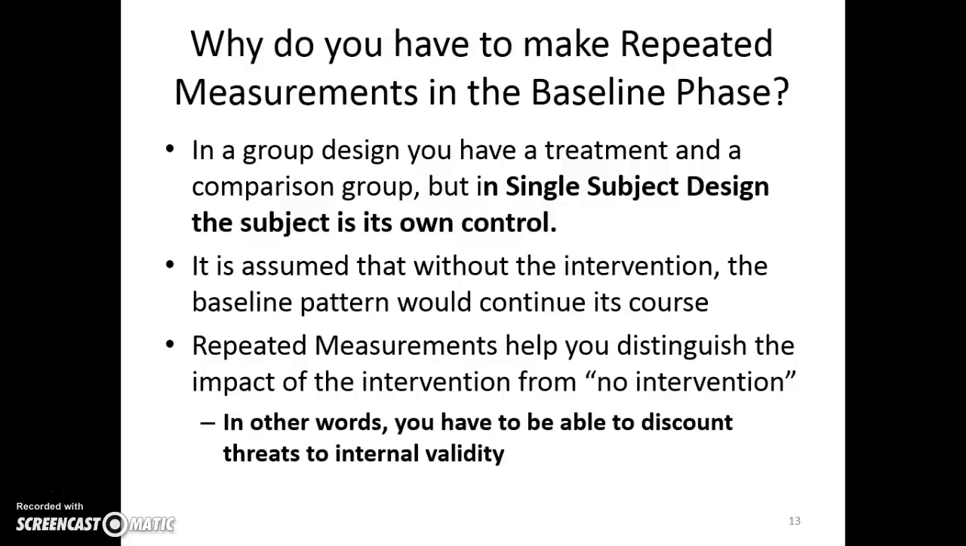And you're going to assume that if you were to do nothing, the pattern would continue. So what that means is that that is basically the control. So you can now go and implement the intervention and compare it against the baseline. So now you have one subject being compared against its own control, which is that baseline phase. So this helps you distinguish, again, what happens with the intervention versus if you had no intervention. And in research speak, this basically means we use the baseline phase to discount threats to internal validity.